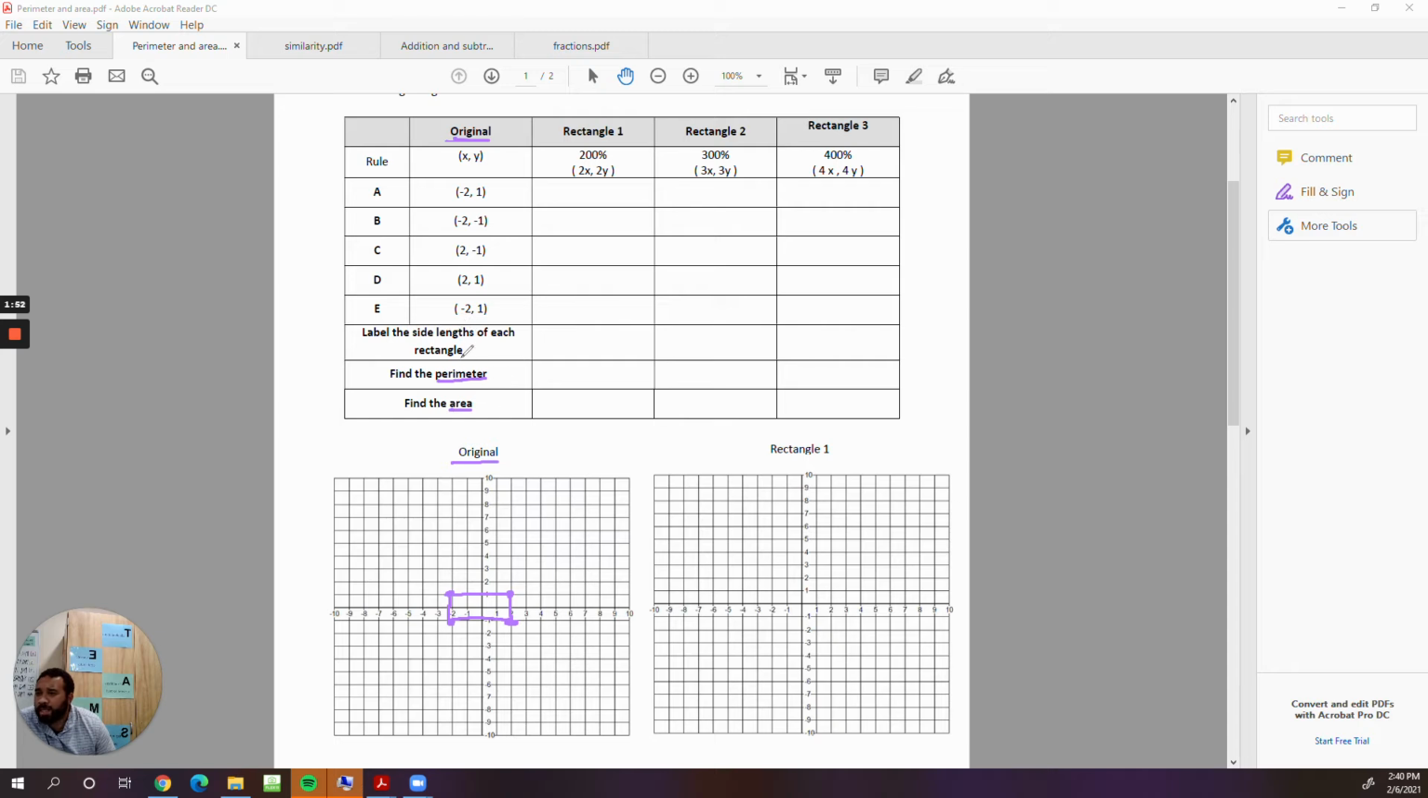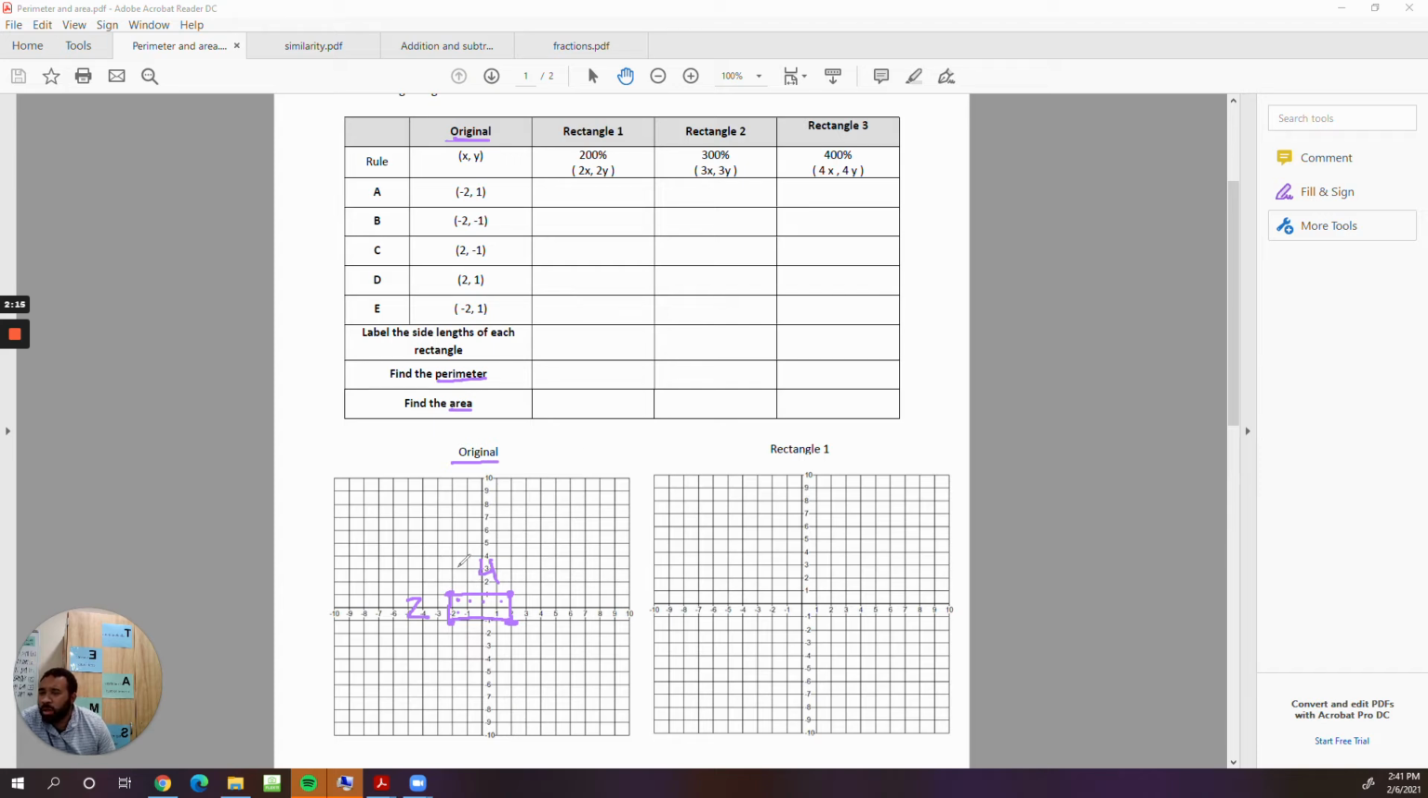Now we have directions. We need to label the side lengths of each rectangle. So we're going to label it 2 by 4. I figured that out by counting the squares. It's 2 squares wide. And then 1, 2, 3, 4 squares long.